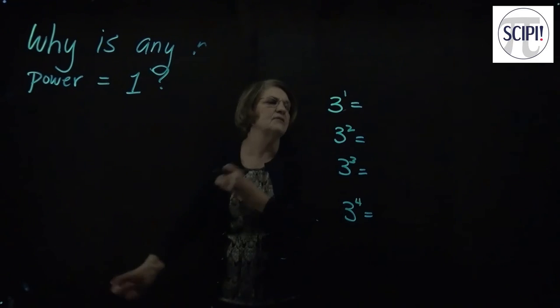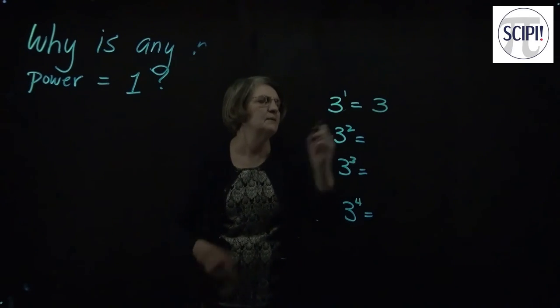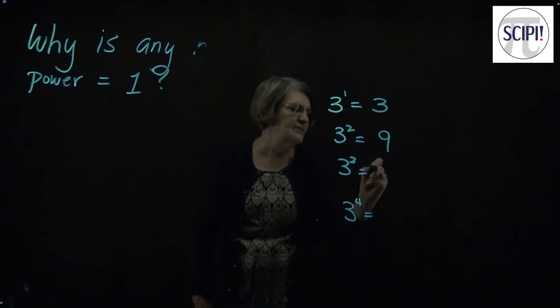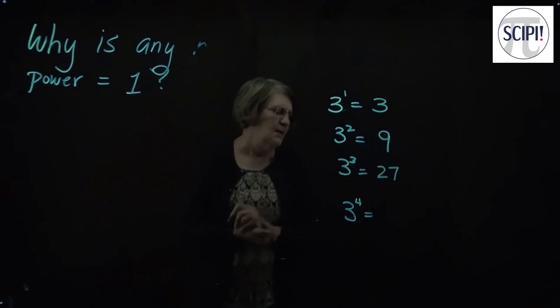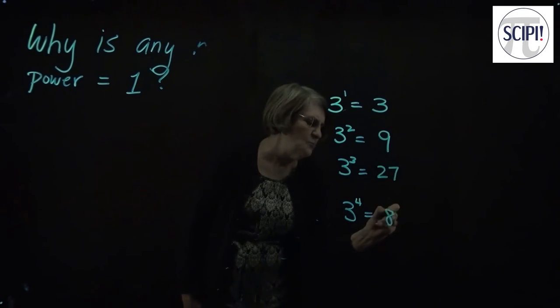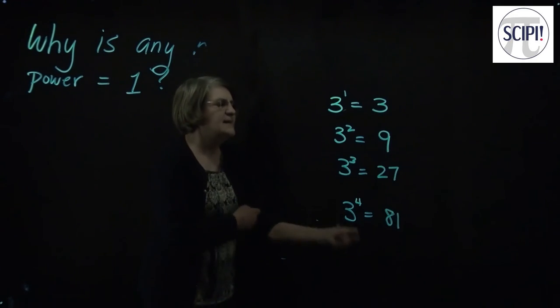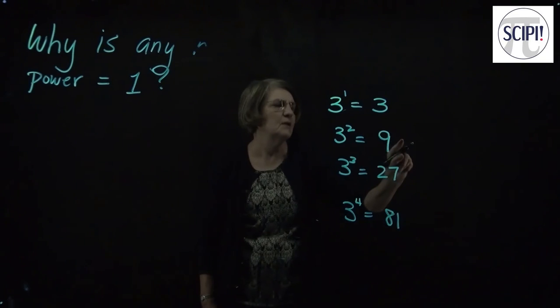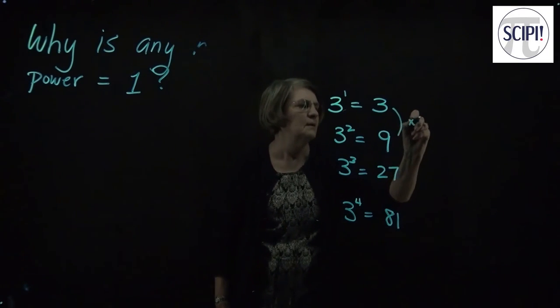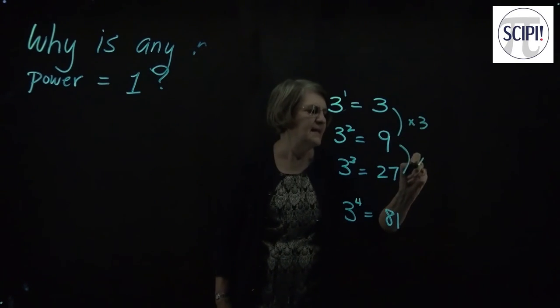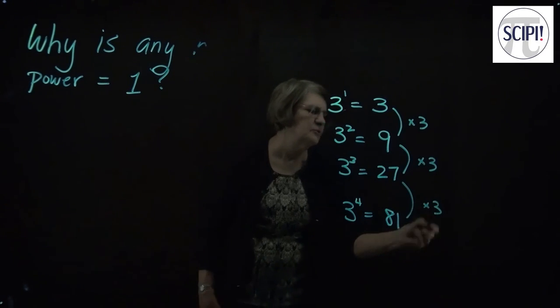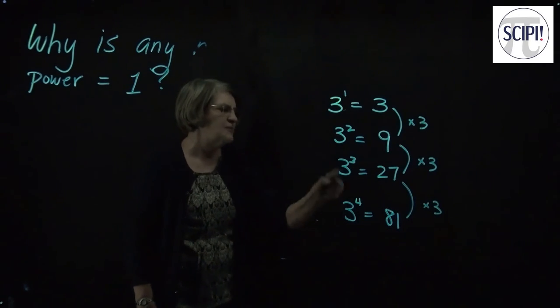So 3 to the first power is 3. 3 squared is 9. 3 cubed is 27. And 3 to the 4th is 81. So let's ask the same questions we asked before. How did we get from 3 to 9? Same thing here, and the same thing here. See the pattern?